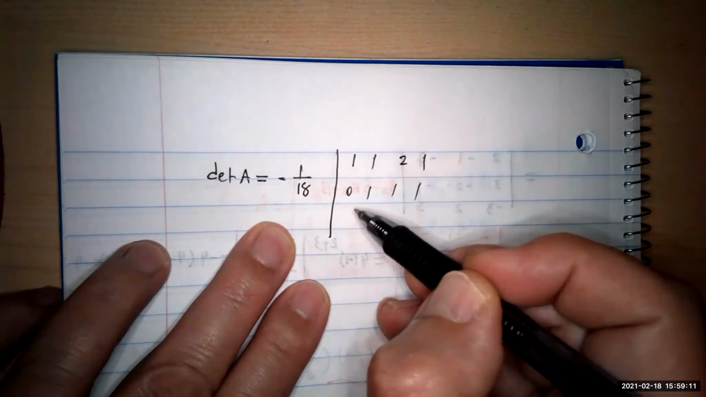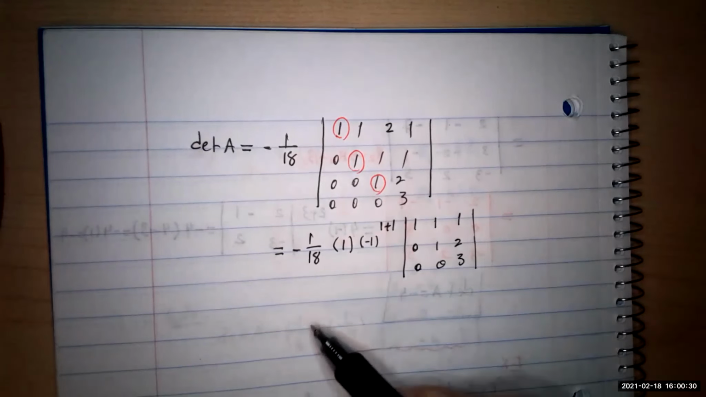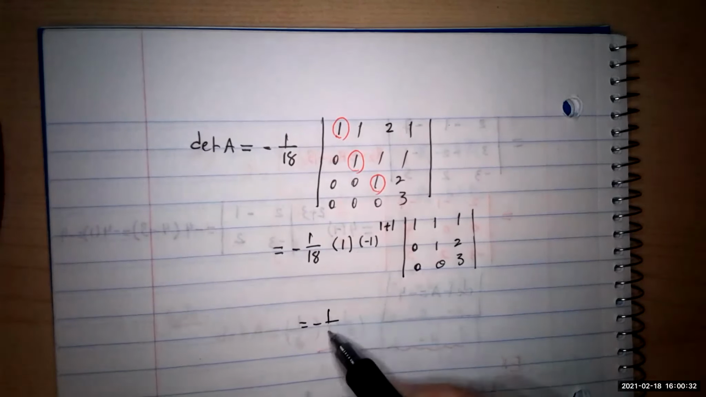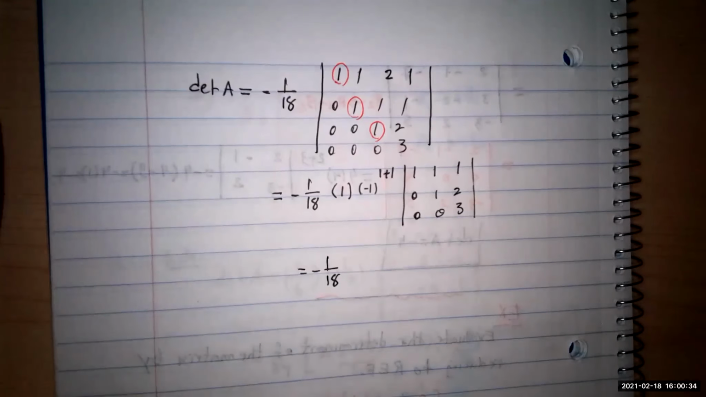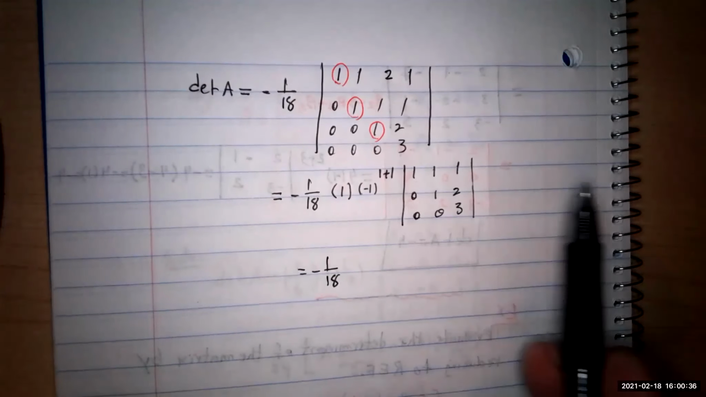1 plus 1. You eliminate the first row, first column. So this is going to be your resulting matrix. Okay, that's going to be 0, 1, 2, and this is going to be 0, 0, 3. Okay, so that gives you negative 1 over 18 again. And you can easily expand along again the first row, it doesn't matter.